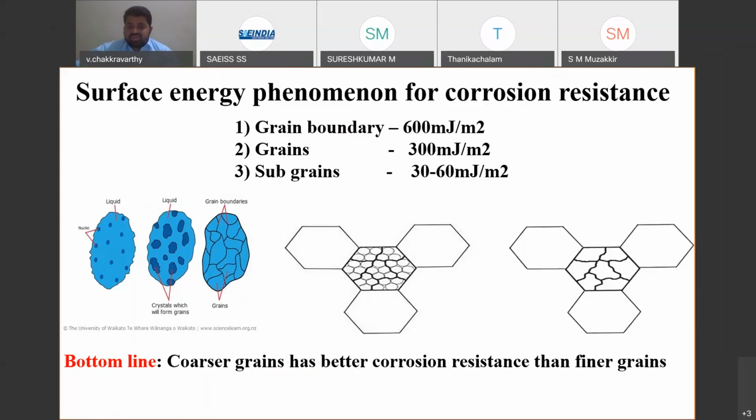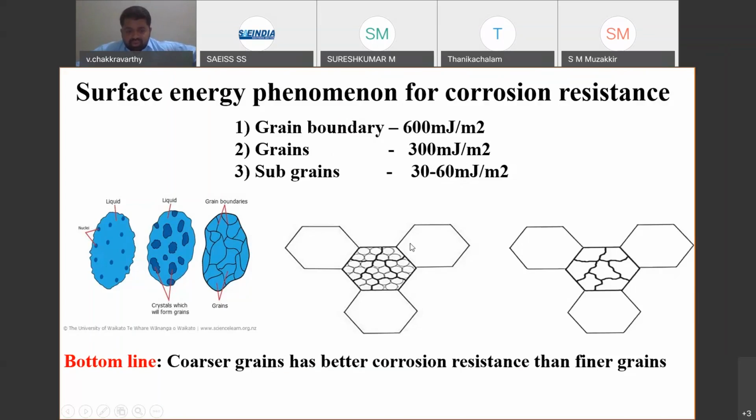Because the surface energy at the subgrains is very minimum, like 30 to 60 millijoules per meter square. Since it has the least surface energy, it will get corroded last. So the grain boundary will get corroded first.